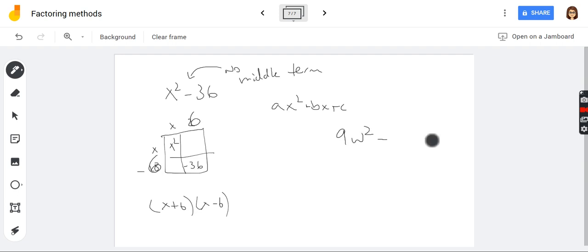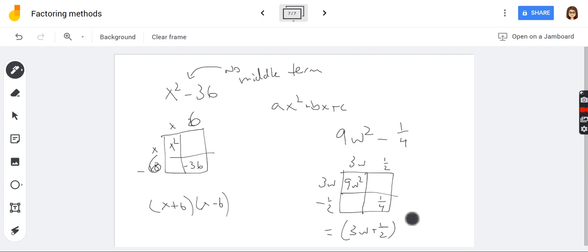9w squared minus 1/4. Aha, I stepped it up. Okay, so here we go. Here's the 9w squared. Here's the 1/4. This has to be 3w and 3w. This has to be 1/2 and negative 1/2. And I don't even need to do this multiplication. I don't care because I know that whatever that area is, that's going to be the same area, only negative. So they will cancel out. So that will equal 3w plus 1/2 times 3w minus 1/2. Okay, and there you go.